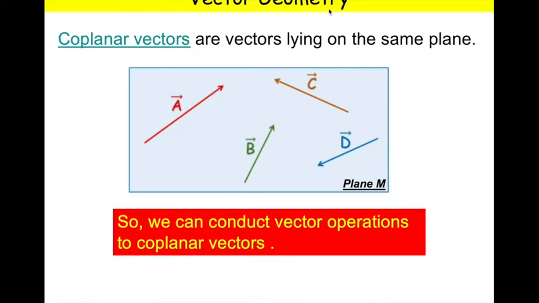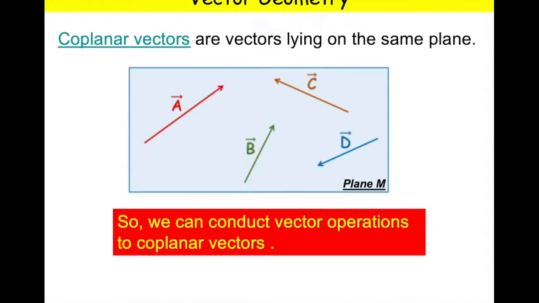In vector geometry, we will come to see the term coplanar vectors many times. So let's clarify the definition. Coplanar vectors are vectors lying on the same plane, such as all of these vectors, vector A, B, C, D, they all lie on plane M. If vectors lie on the same plane, then we can conduct vector operation.